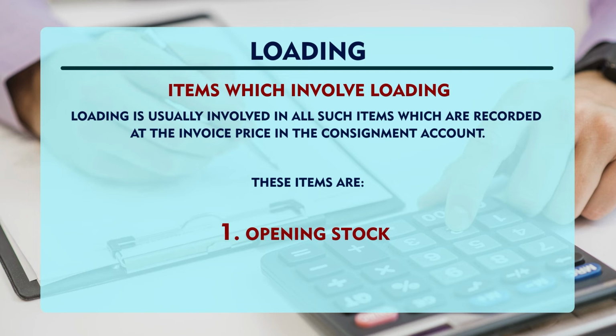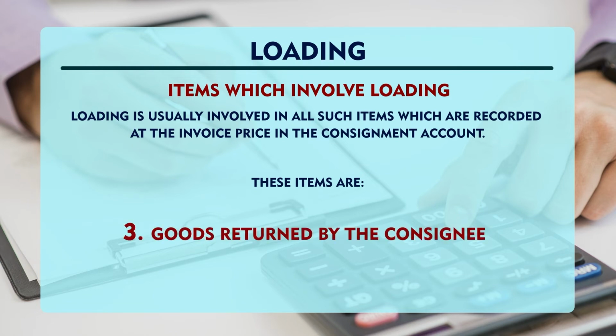Any item where the goods are dispatched at invoice price, loading will definitely be involved. So, we have to treat the amount of loading accordingly in all the 4 items, because if we do not give due attention to the loading involved in them, those 4 items being opening stock, goods sent on consignment, goods returned by the consignee, and closing stock, then the valuation of the closing stock and the entire process of preparing the consignment account, the consignee account, and the goods sent on consignment account will be wrong, and the students will not be able to find out the exact amount of profit or loss earned by the consignment.